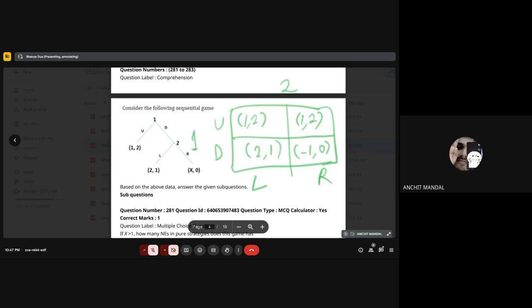The first NE is L, comma D. I go by a different method, right? So I go with what player 2 will play. If player 2 plays something, what will player 1 play in both these cases? So they'll play down. So can you circle down left? So L, comma D is 1. Right? So if player 2 plays right, player 1 will play 1, comma 2. So circle that.